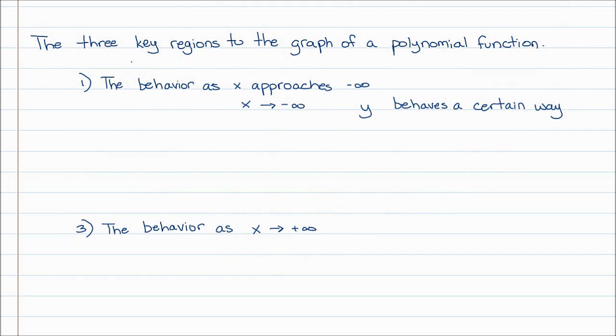And notice I have this gap here. I have the three key regions. We have region 1 and region 3. The reason why I skipped region 2 is because that's kind of in between region 1 and region 3. It's a little easier to talk about regions 1 and 3 first.